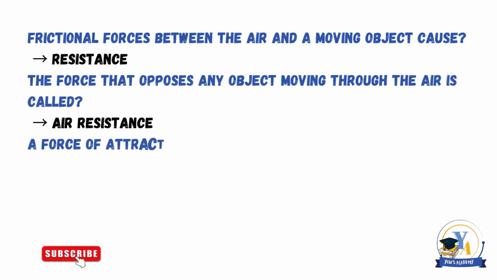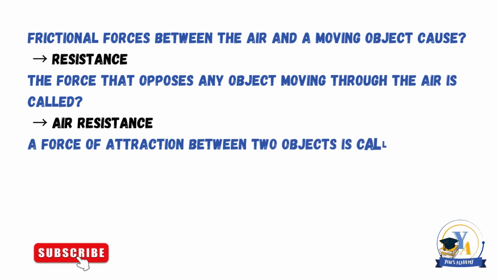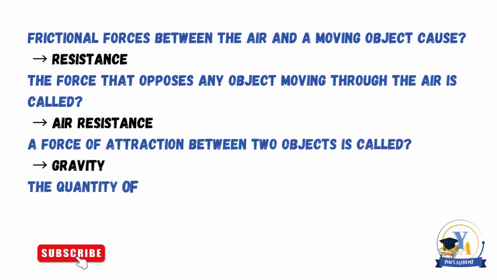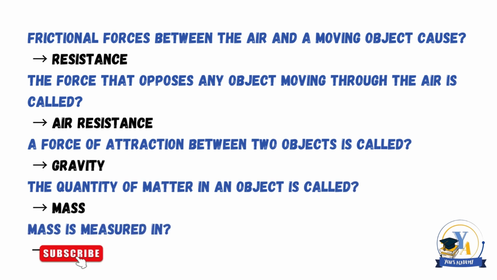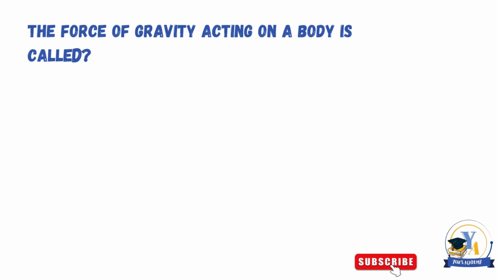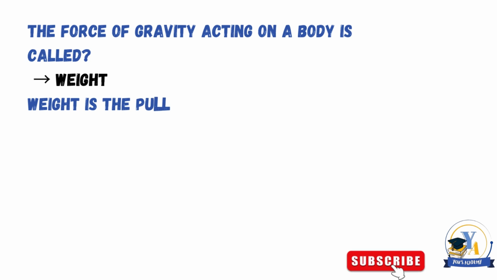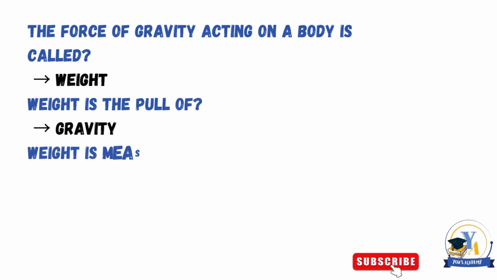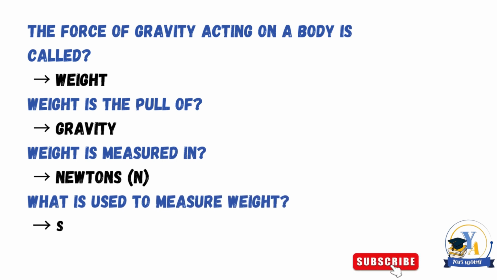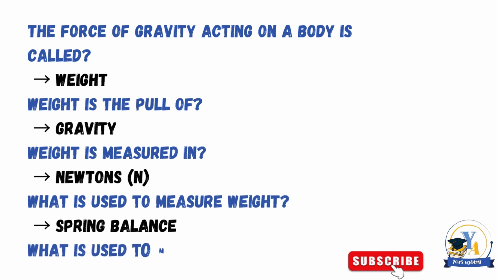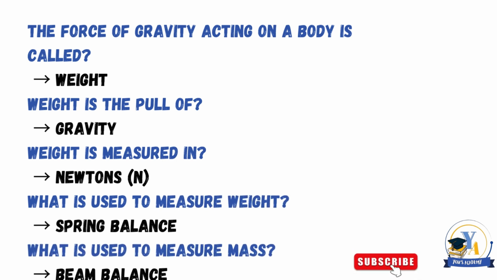A force of attraction between two objects is called gravity. The quantity of matter in an object is called mass. Mass is measured in kilograms, kg. The force of gravity acting on a body is called weight. Weight is the pull of gravity. Weight is measured in newtons, N. What is used to measure weight? Spring balance. What is used to measure mass? Beam balance.